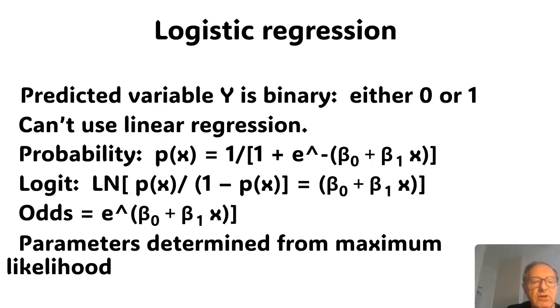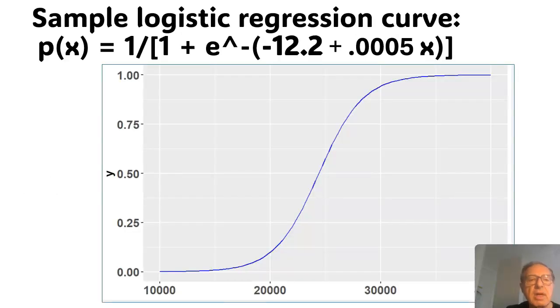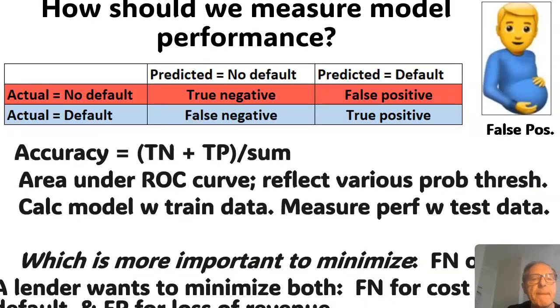The probability function I'm going to use is 1 over 1 plus e raised to the negative (beta 0 plus beta 1x). With some algebra, if you take the odds ratio of that and natural log it, you get a linear expression, beta 0 plus beta 1x. And the parameters beta 0 and beta 1 will be determined by maximum likelihood. This is a typical logistic regression curve, and note that it's sort of S-shaped and ranges from 0 to 1.